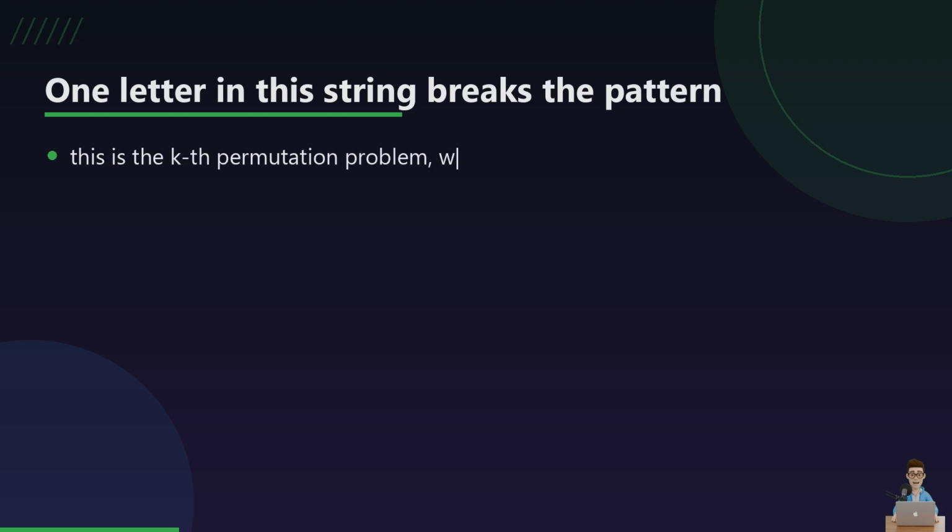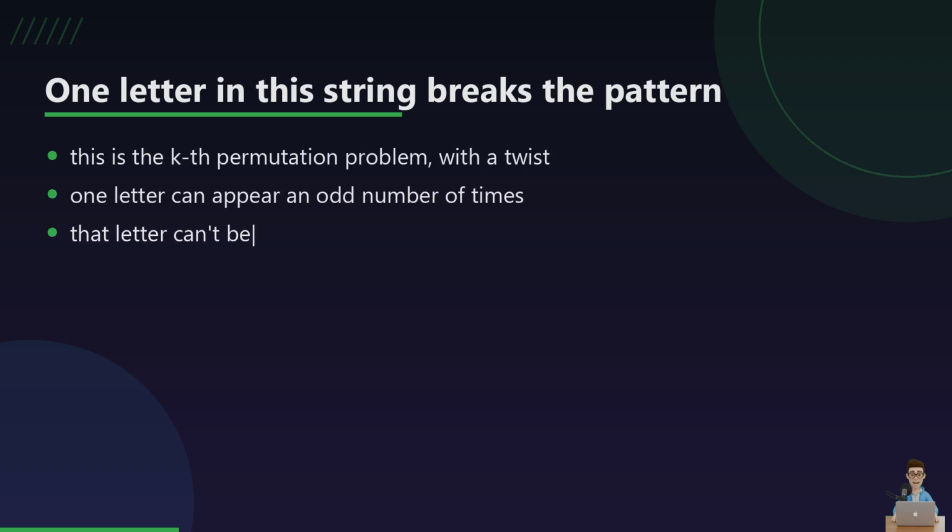Think of this like sorting hotel rooms by rank without walking every hallway. That is what ranking permutations without generating them means. But there is one wrinkle. If a letter shows up an odd number of times, it cannot split evenly between the two mirrored halves. That one letter is the key piece we deal with next.